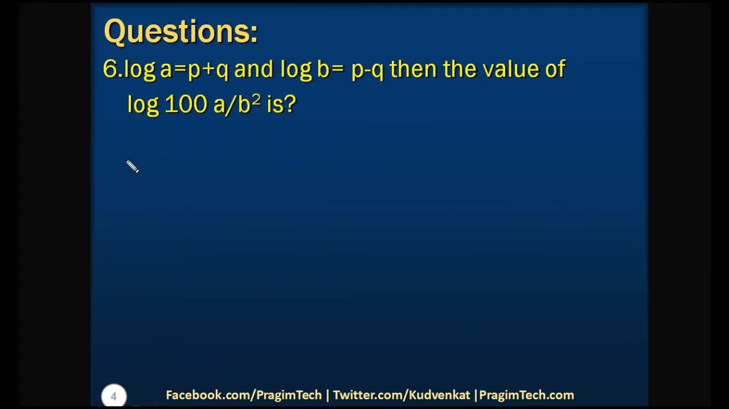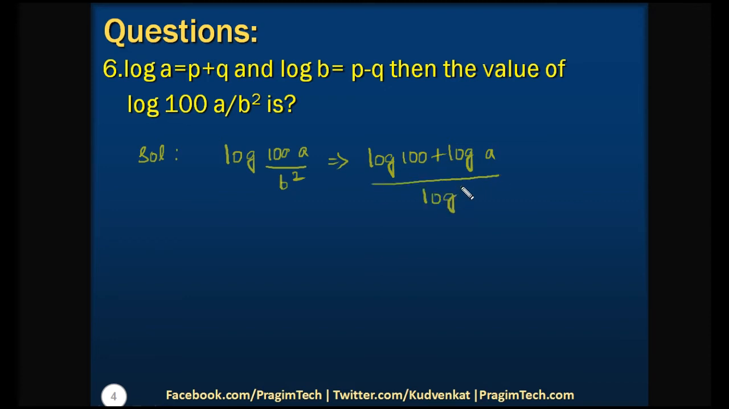Let us solve the sixth question. Log a is equals to p plus q. Log b is given and we have to find out log of 100a by b square. In order to find out this value, let us use properties. So first, if you look into the numerator, it is in the form of multiplication. So we can write it as log 100 plus log a divided by b square. This further we can write it as log 100 plus log a minus log b square, or we can write it as 2 into log b, right?